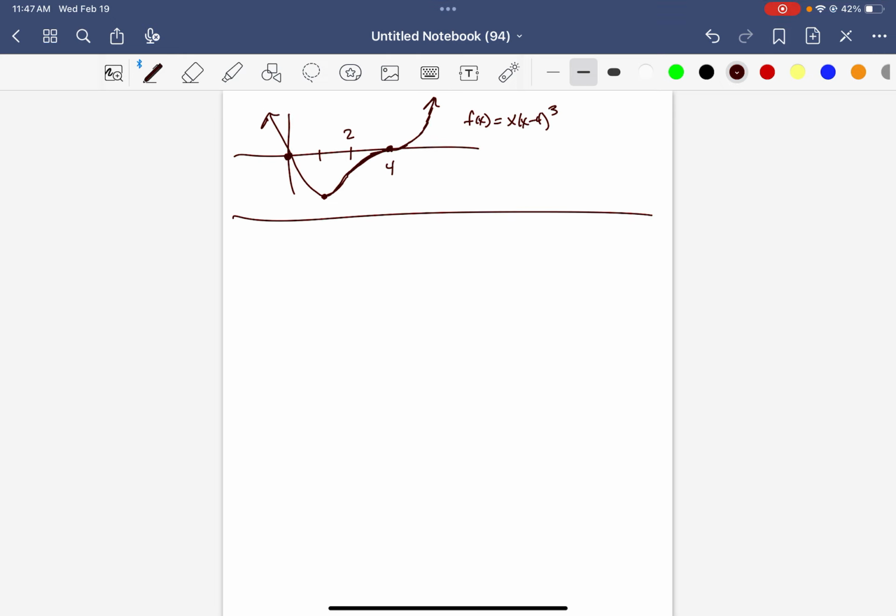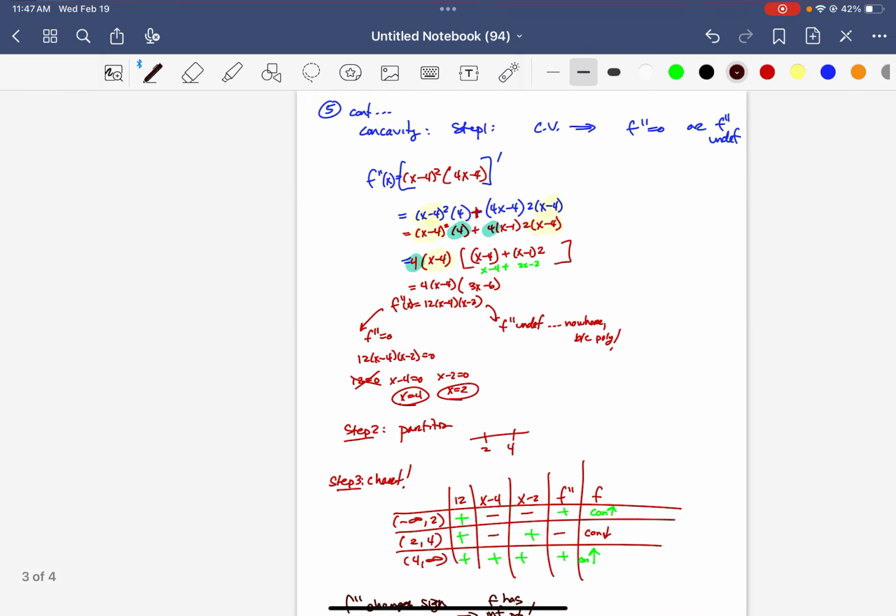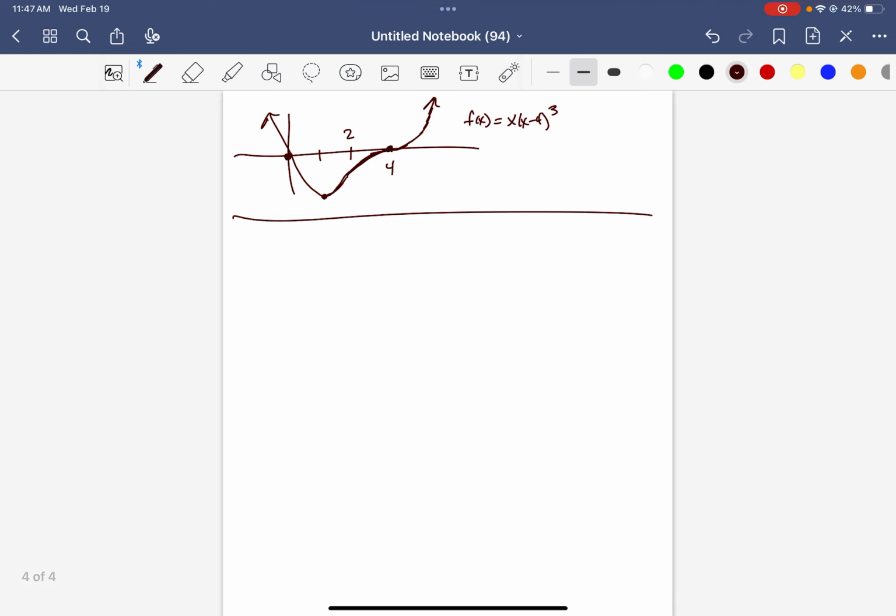All right, so that's 5. And then we look at, I think the next one was 9, correct? 9 and then 12. So if I look at 9, now how is 9 different? Well, when you look at 9, this is f of x is equal to x over x minus 1.